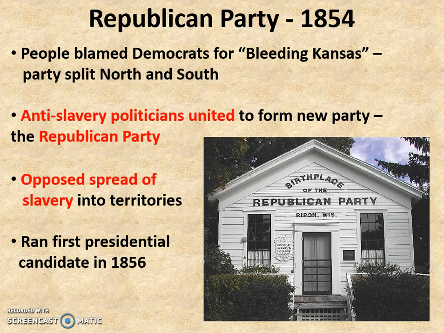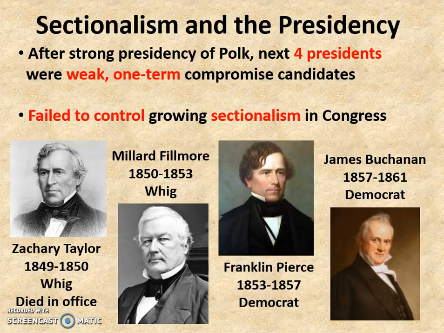The Republican Party ran their first presidential candidate in 1856. Speaking of the presidency, during this time of sectionalism, we see four presidents who were weak, one-term compromise candidates who were not very effective at controlling the growth of sectionalism in Congress. They were Zachary Taylor, who was actually a former general in the U.S.-Mexican War. He was a Whig who died in office and was succeeded by his vice president, Millard Fillmore, also a Whig. So these two guys were not very supportive of the spread of slavery.